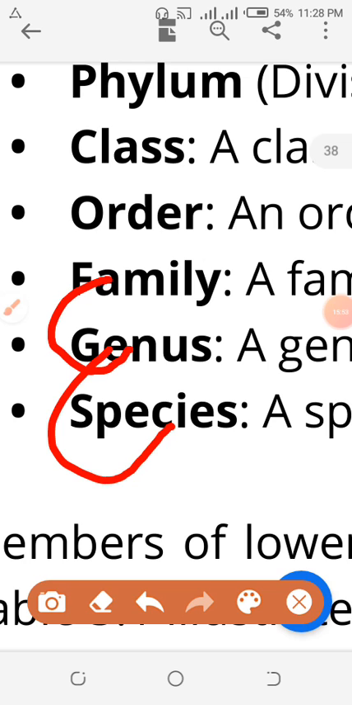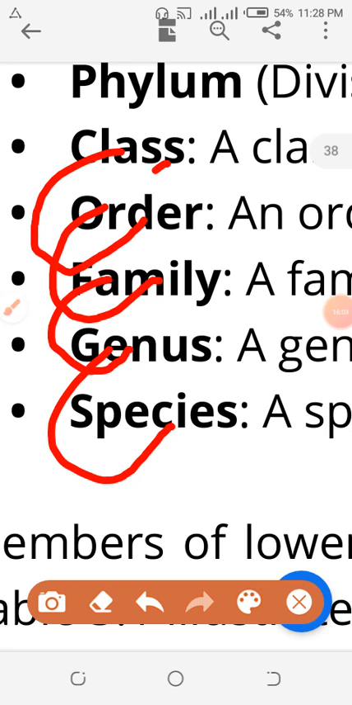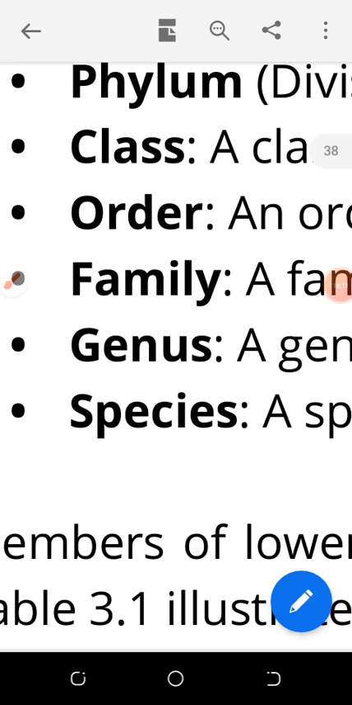Now order is large and family is small. Many families combine to form the order. Order is small, class is large. Many orders combine to form the class. Classes are small and phylum is large. Many classes combine to form the largest classification, phylum. That's why phylum is the largest group of classification. So we classify animals and plants by taking various units of classification. Smallest unit is species, second smallest is genus, then family, then order, then class, phylum.